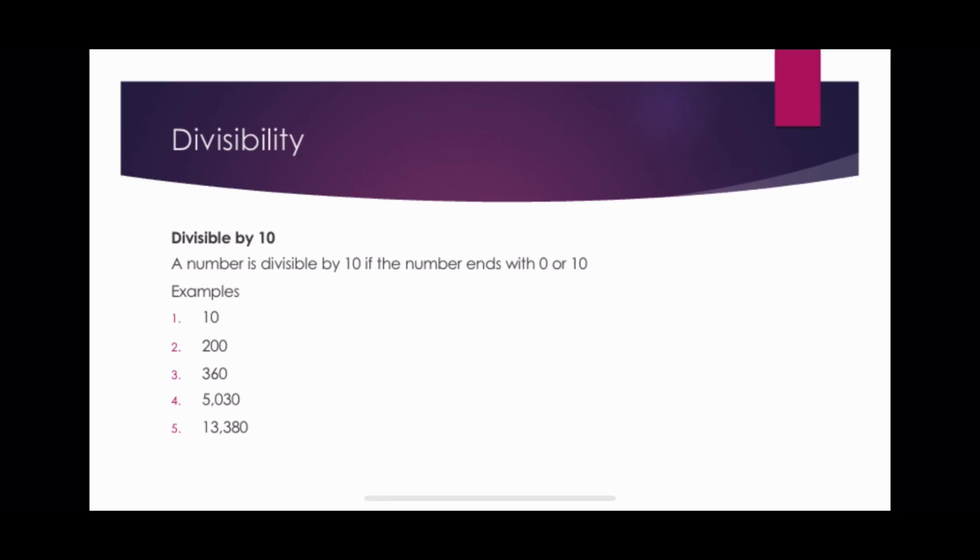For number 5, 13,380 is also divisible by 10 by simply looking at the number because it ends with 0. Number 6, 150,670 is also divisible by 10 because it ends with 0. 578,340 is divisible by 10 because it ends with 0.